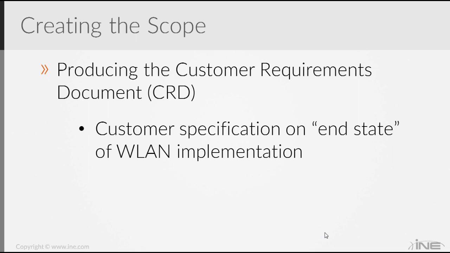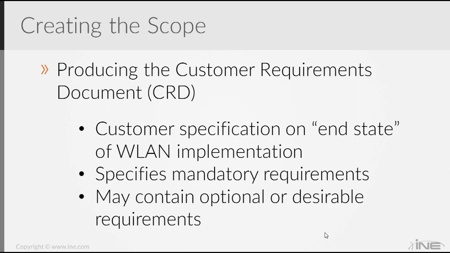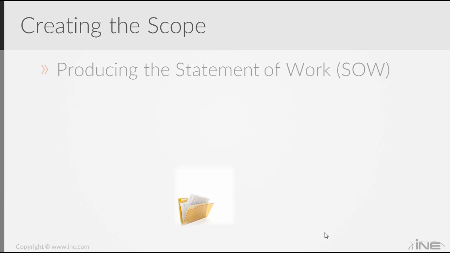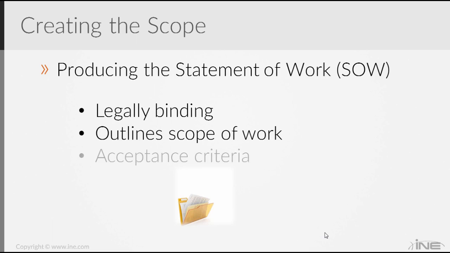Now, this customer requirements document should specify mandatory requirements but may contain optional or desired requirements. It is your job as a wireless engineer to clearly draw a dividing line between what's mandatory and what's optional. The statement of work, or SOW, is the only legally binding document that is the output of your requirements gathering. It outlines the scope of work and clearly defines the acceptance criteria whereby the customer will accept the solution.